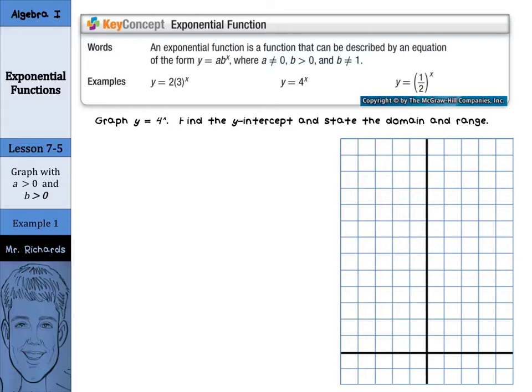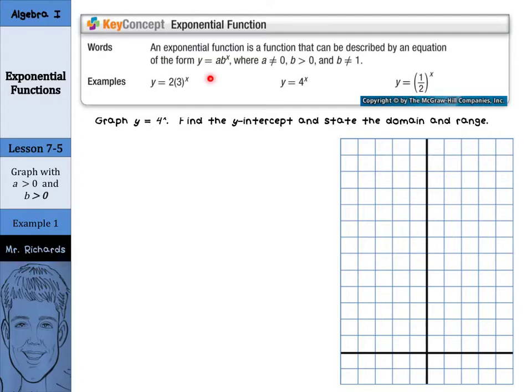What is an exponential function? Well, it's a function that can be described by an equation of the form y equals a times b to the x, where a is not equal to 0, b is greater than 0, and also not equal to 1. Some examples are right here, but let's deal with our first example now.